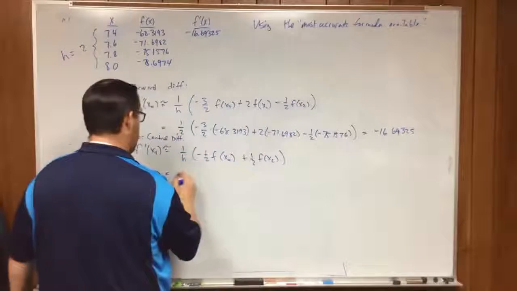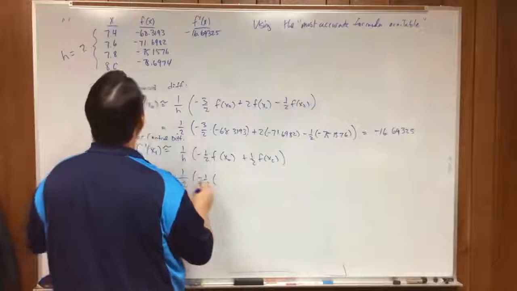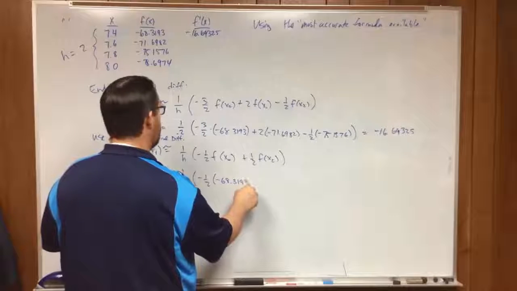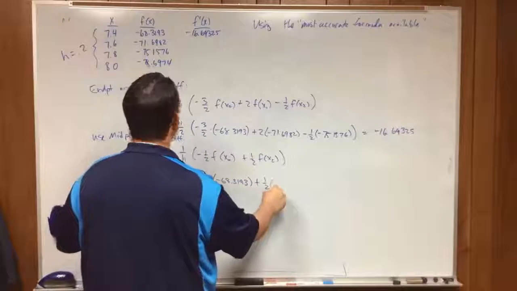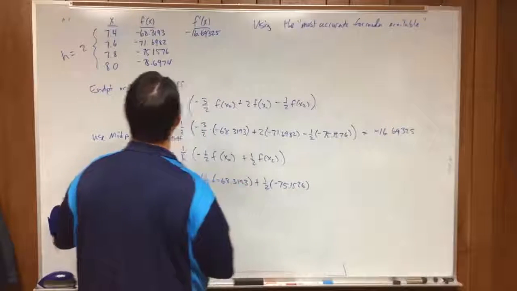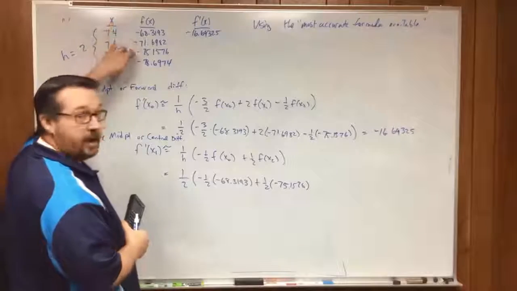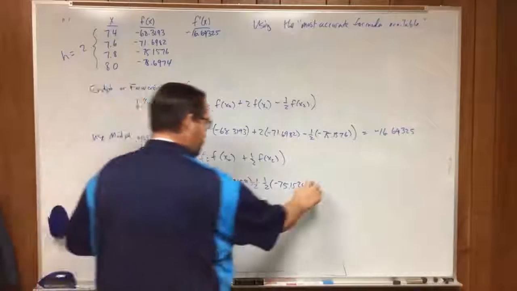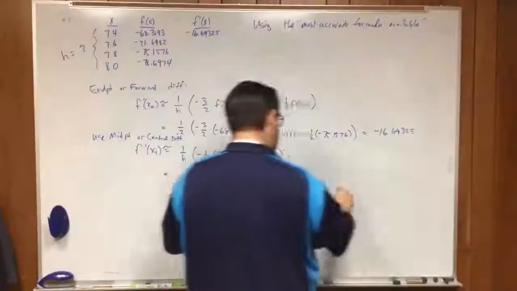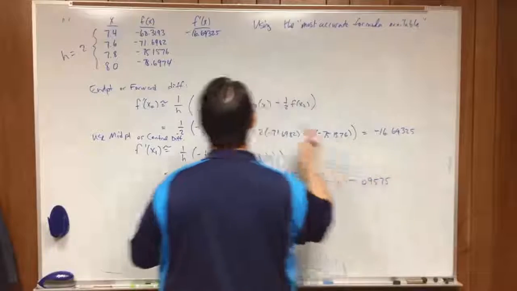So that gives me 1 over 0.2 times negative 1/2 times negative 68.3193 plus 1/2 times negative 75.1576. Okay, so we're here and we're using the point before it and the point after it. So let's go to the calculator. That is negative 17.09575.